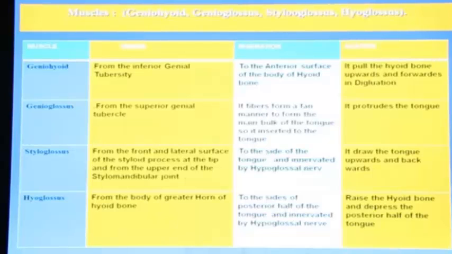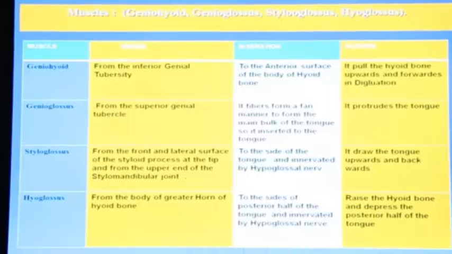Genioglossus arises from the superior genial tuberosity and is inserted with fibers in a fan shape to form the main bulk of the tongue. So the main bulk of the tongue is formed from genioglossus, and it is inserted into the tongue. The action of genioglossus is to protrude the tongue.